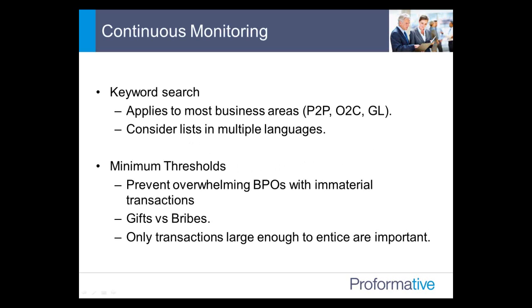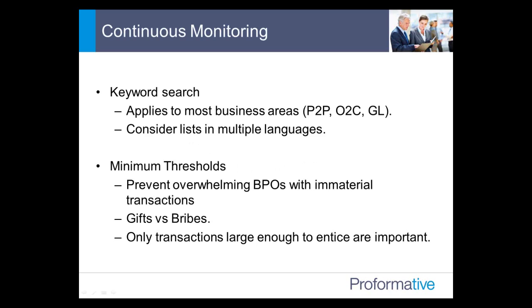Great, thank you. So some common themes around areas where you can apply data analytics for continuous monitoring. Keyword search is one area where it can be applied across nearly any business process, but you do need to consider that you're going to want lists in multiple languages. So looking for things like facilitation, consultant, state, things that would be indicative of a potential bribe or hiding of a bribe.